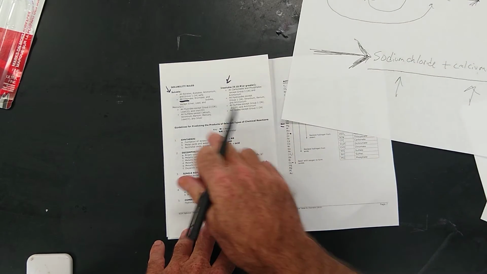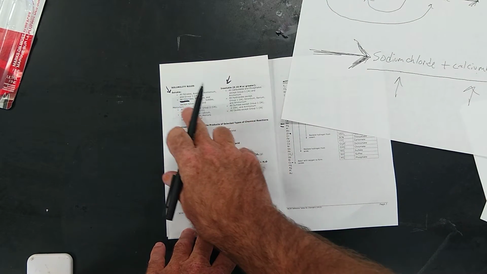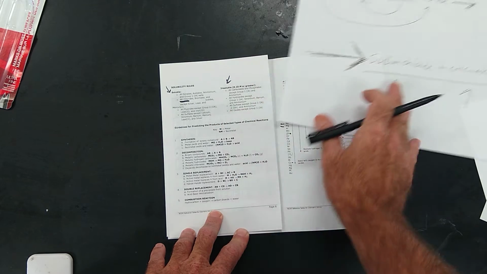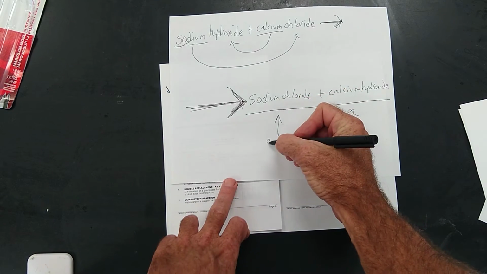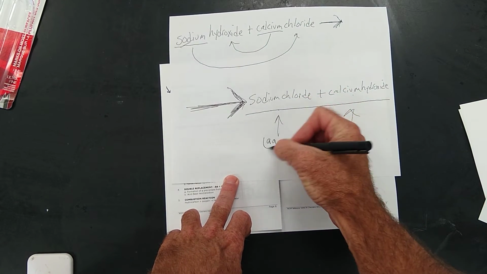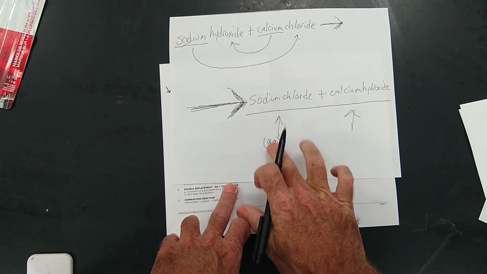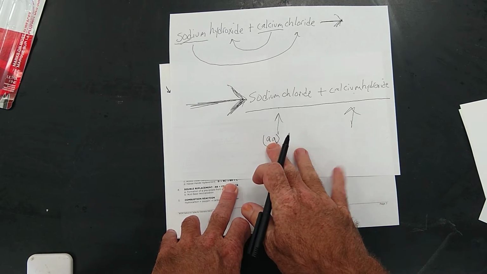Sodium chloride, all chlorides except lead. So all sodium chloride is going to be aqueous. So that is not going to be the precipitate. Aqueous means you won't see it in the water again.